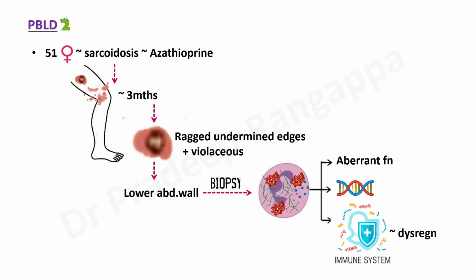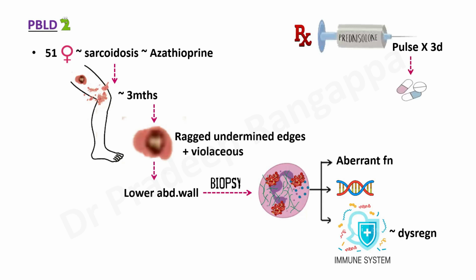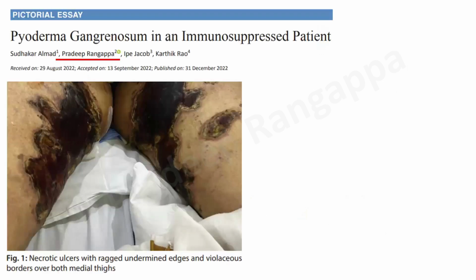So I would ask the audience, what is your guess for this condition? For this patient, we used prednisolone pulse therapy for 3 days, and then she was weaned on oral prednisolone. So the condition is pyoderma gangrenosum. We published this in a good journal.